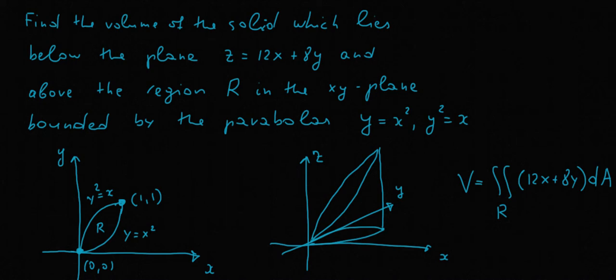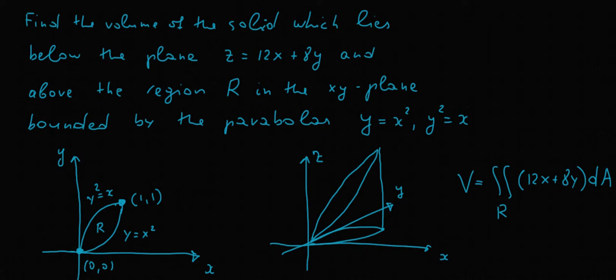In problem number 20, we are asked to find the volume of the solid which lies below the plane z equals 12x plus 8y and above the region R in the xy plane bounded by the parabolas y equals x squared and x equals y squared.